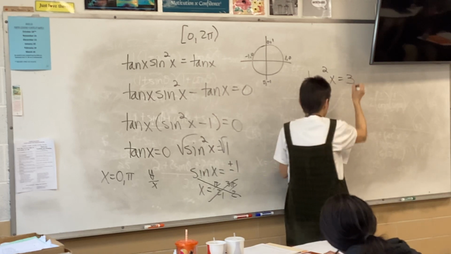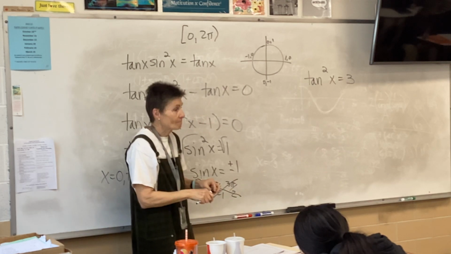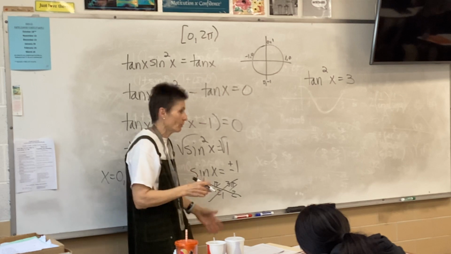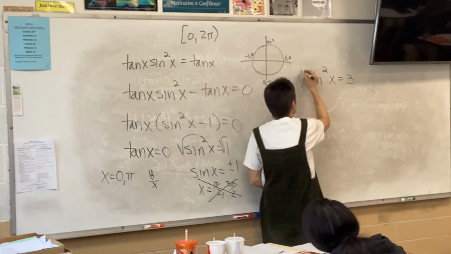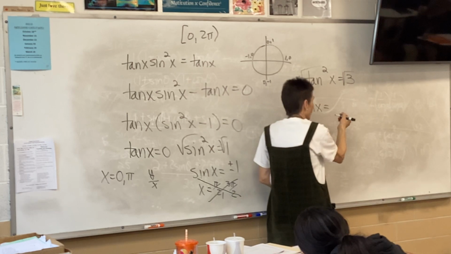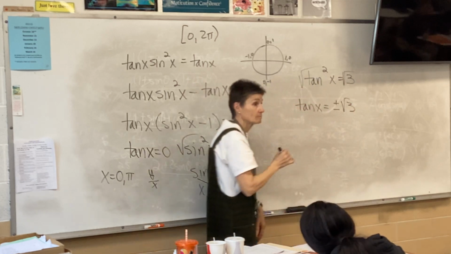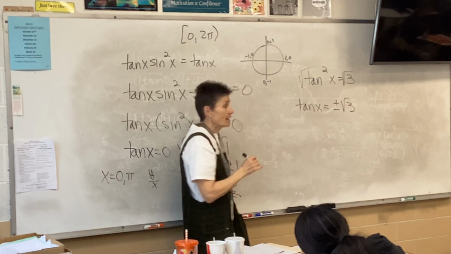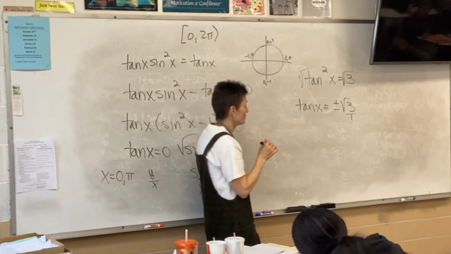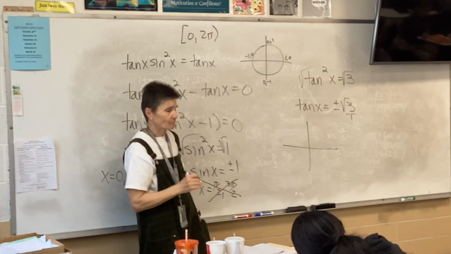Tangent squared equals 3. Here we go. How are you going to solve that one? Square root both sides. So if I square root both sides, then tangent equals plus or minus root 3. That might help you if you want to think of that as root 3 over 1. You don't have to, but that might help you. I could draw a picture of this and figure out this angle.